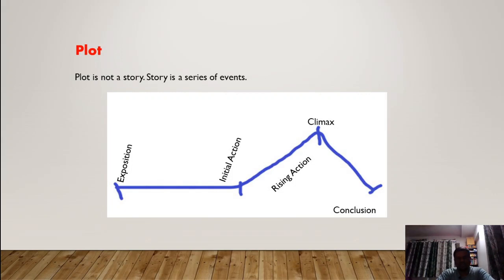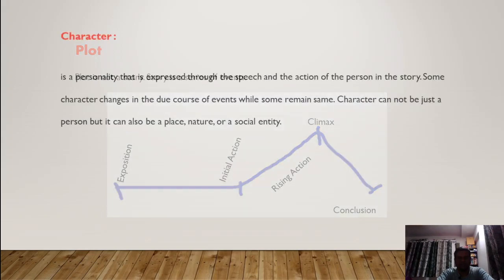And the final stage of any plot or story is conclusion. That is the delivery of the message that the writer wants to give to the audience or the readers. So this is what a structure of a plot looks like.